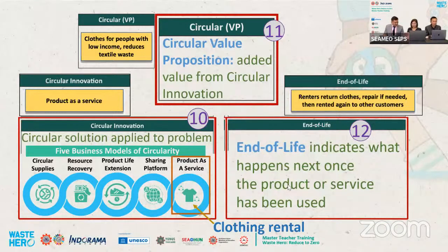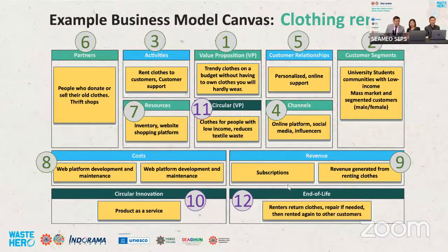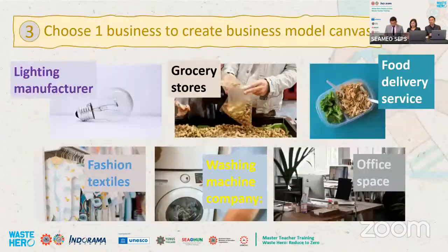Okay, the last one is the end of life, mentioning what happens once the products have been used. So the rental clothes could be returned and get rented again by another customer, and you will get money too. Okay. After your students understand the circular business model canvas, you may let them choose one business to create the business model canvas by themselves, like the business that we have already discussed too.